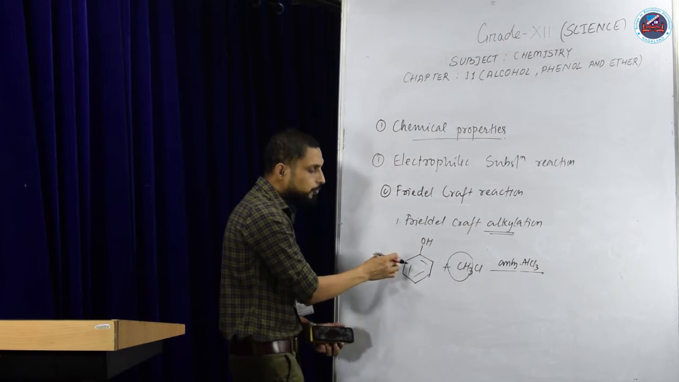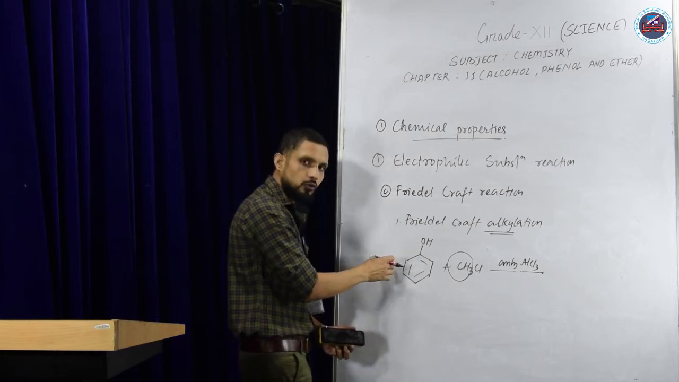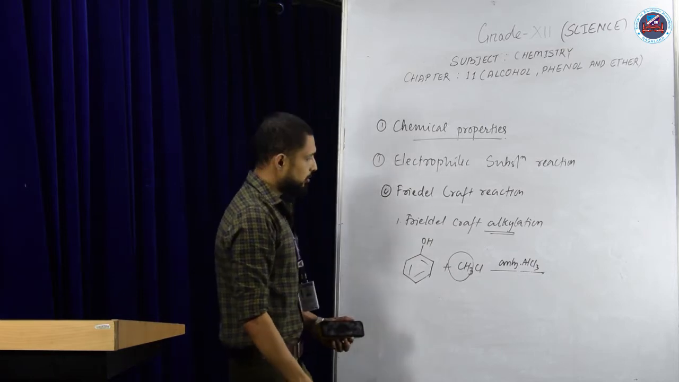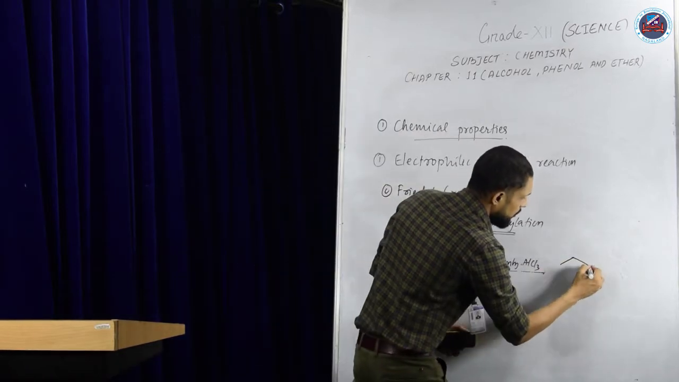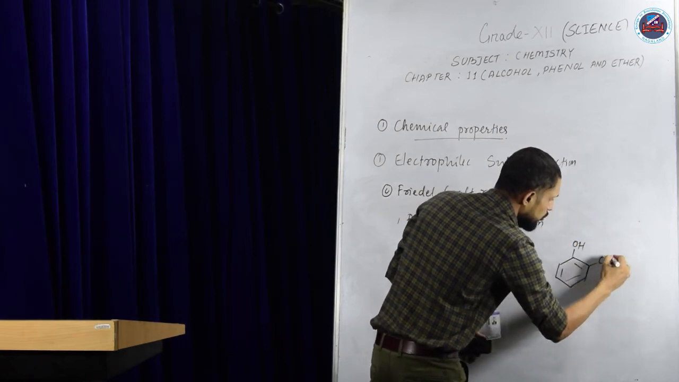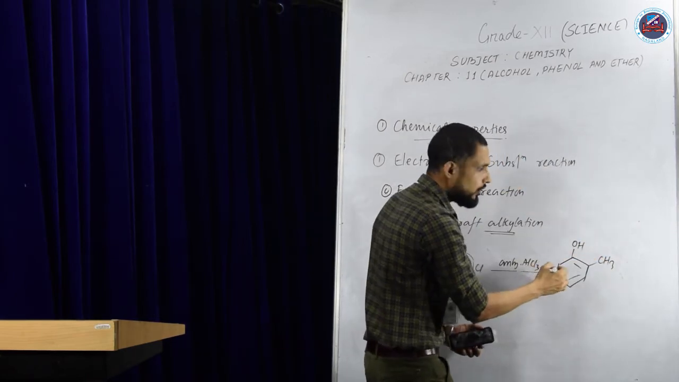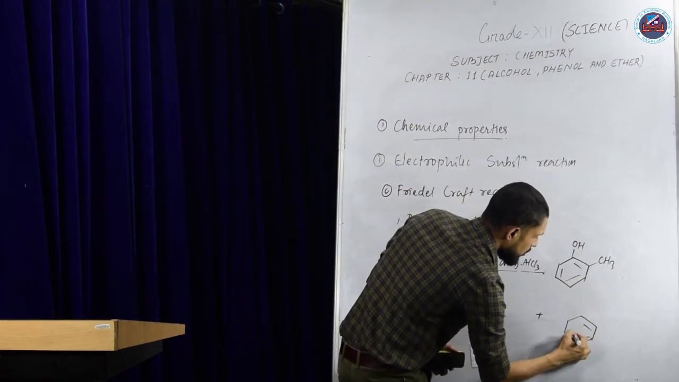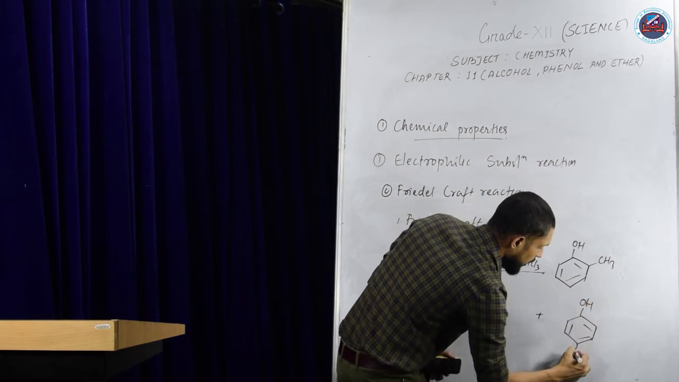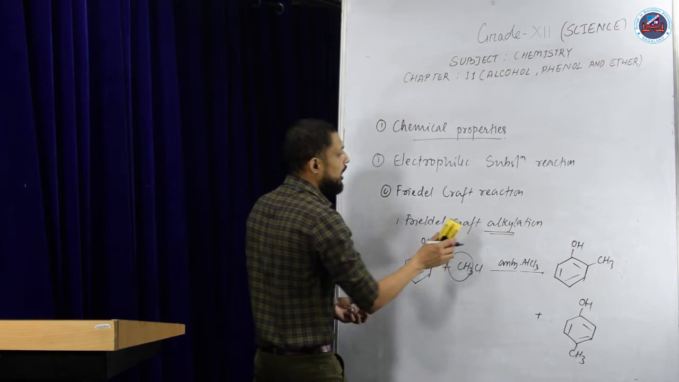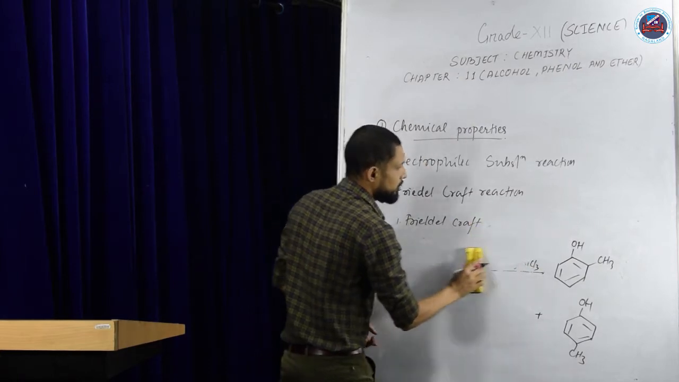Now what if it attacks position 6? The product will be the same as when it attacks position 2. So we'll get 2-methylphenol and 4-methylphenol. Next, let us see Friedel-Crafts acylation.